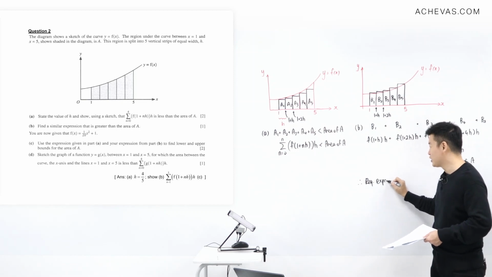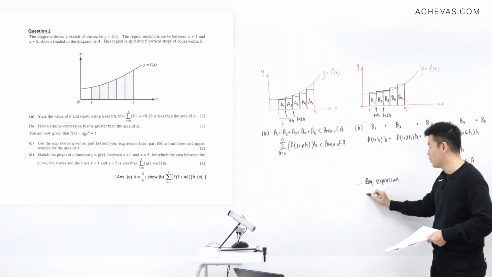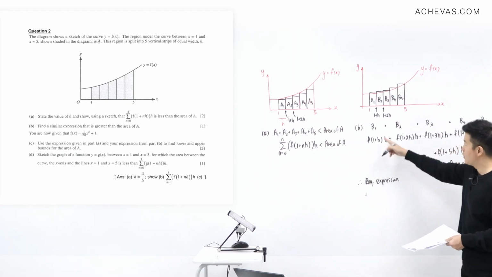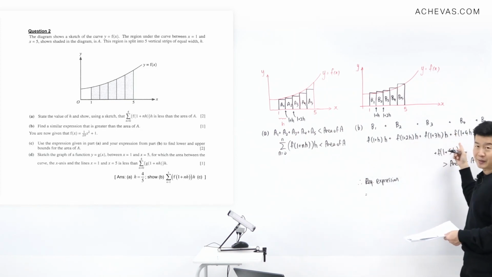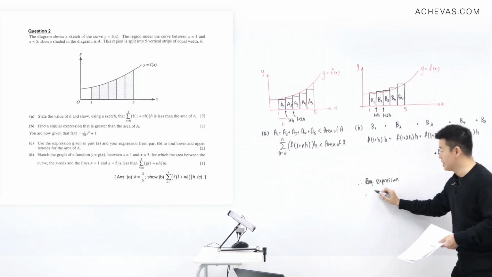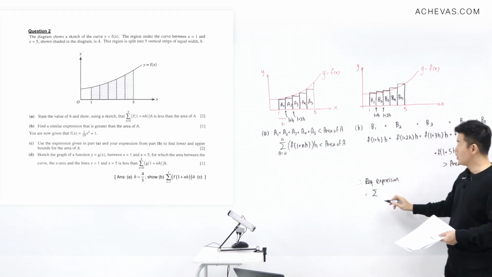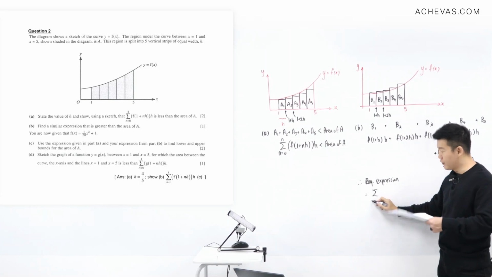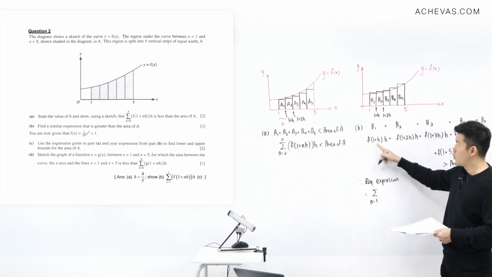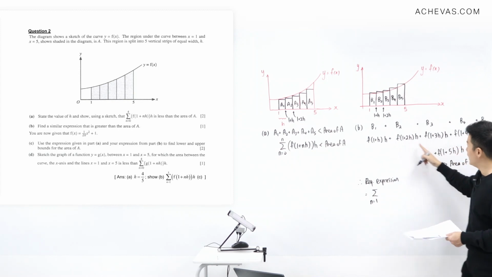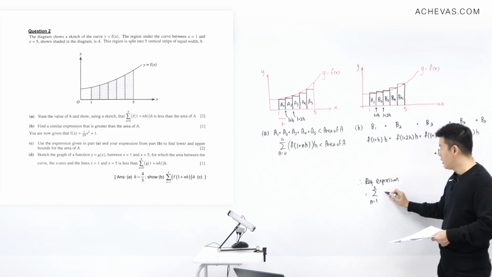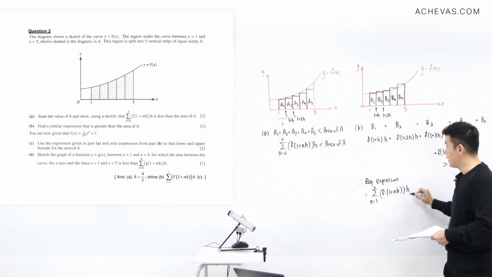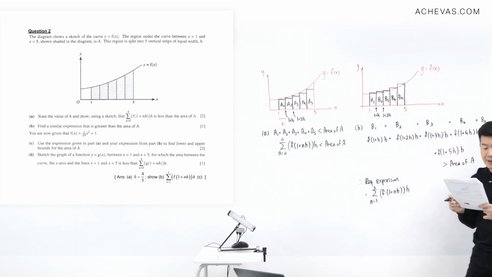So therefore, let me write the required expression. The required expression, similar to the one given to us by the question, will be B1 plus B2 plus B3 plus B4 plus B5, which is this plus this plus this plus this. Can you see the summation that can summarize this series? This time I'm going to start n from 1: 1 times h, 2 times h, 3 times h, 4 times h, and 5 times h. I'm going to end at 5 of f(1 plus nh) multiplied by h. So this will be my answer for part B.